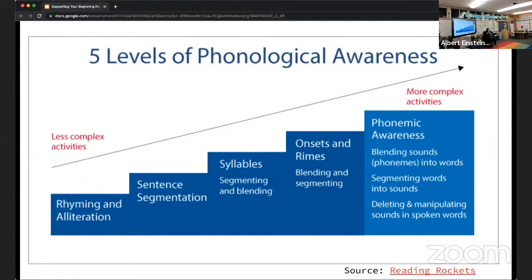We call that blending, when we say sounds separately and we have to put them together. So that's something that you can do at home too. You can play games in the car.